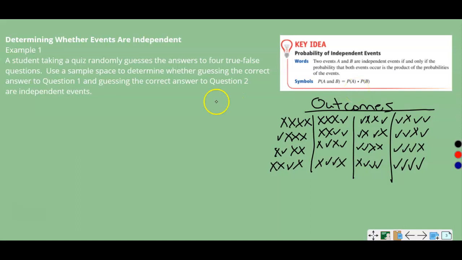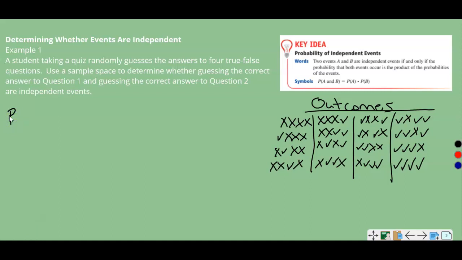All right, now let's go back to look at the question. It says a student taking a quiz randomly guesses the answers to 4 true-false questions. Use a sample space to determine whether guessing the correct answer to question 1 and guessing the correct answer to question 2 are independent events.